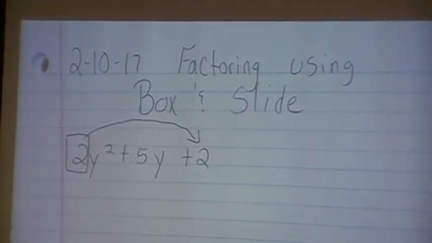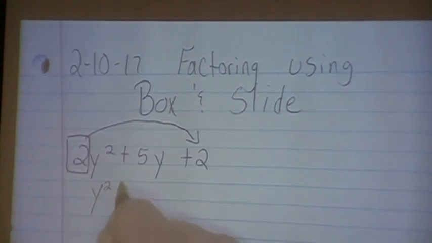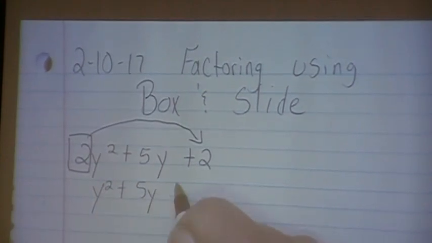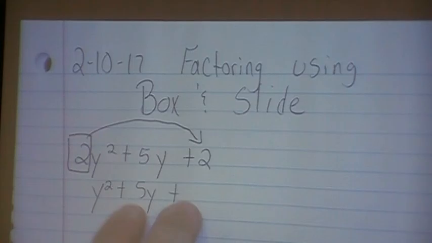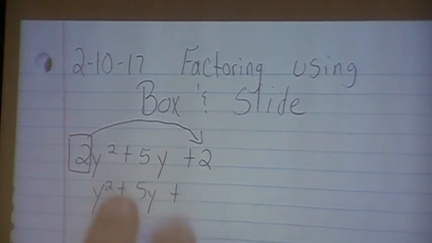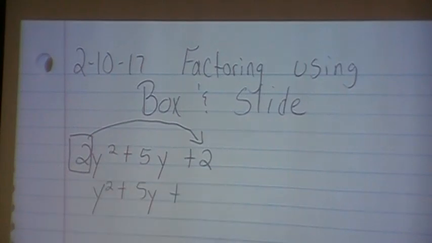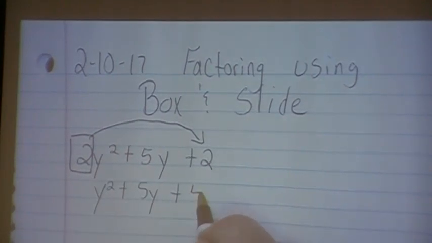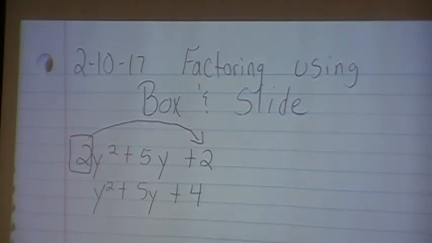You're going to bring it back to that back term, and you're going to multiply it. Now you're going to keep everything else like it is. You're going to bring out y squared plus 5y plus. You never change anything. Don't change anything except that back number when you multiply. What is 2 times 2? 4. Okay? Now, you have exactly what we had yesterday.